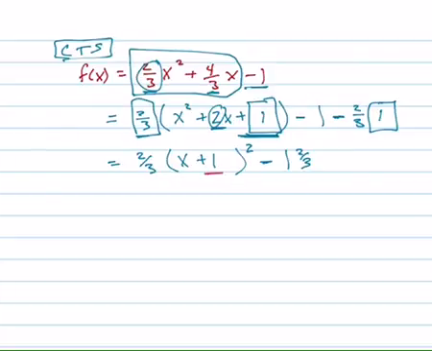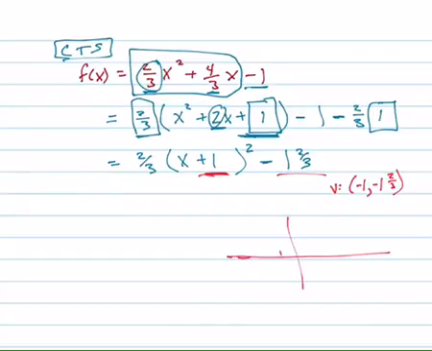We're going to find our vertex. Our vertex is -1, the opposite of that, comma, -1 2/3. So your vertex is -1, -1 2/3, which is about here. So there's your vertex. Since the leading coefficient, the x squared coefficient, is positive, it's opening up. We're going to see that soon because they want us to find the x-intercepts, y-intercepts, all that kind of stuff.